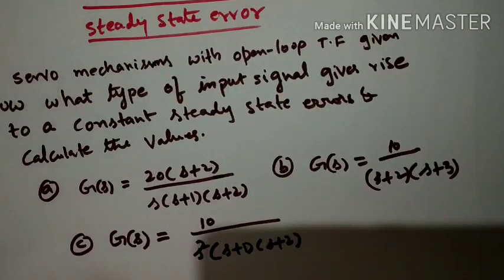It means you have to find the value of Kv, and also you have to find the steady state error constants. You know the steady state error constants: we have Kp, Kv, Ka. You have to find their values, and also we have to find the steady state errors. We will see one by one.